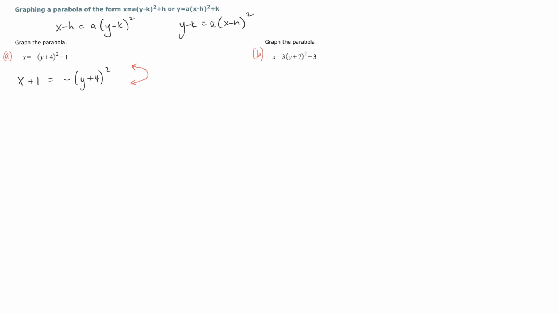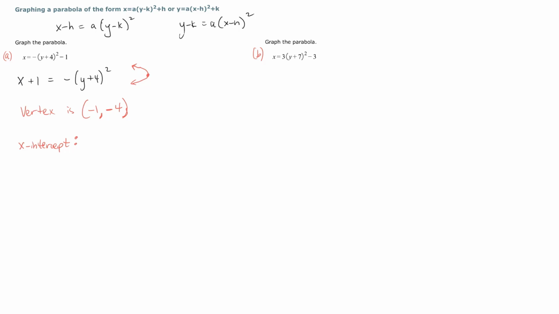We are given the vertex, though. The vertex is here, and let's label that. The vertex is -1, -4. So -1, -4. We're in the third quadrant, and we are going to open to the left. Since we're in the third quadrant, there's very likely going to be an x-intercept. So let's find that. Let's find the x-intercept.